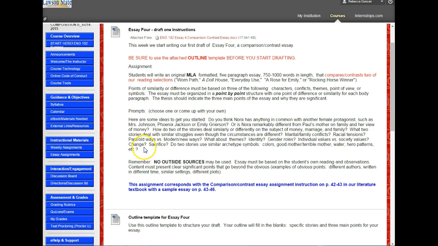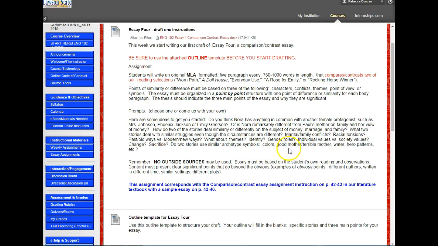The idea of change, okay? Whether you accept and embrace change, whether you don't. That's at least in two of our stories, maybe even more if you think about it. The theme of sacrifice. So there's a lot of possibilities, and what occurs to you, you want to keep it limited though to just 2 stories, and then try and find 3 points of comparison, okay? And they give you some more archetype symbols.